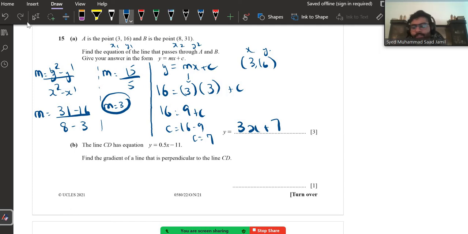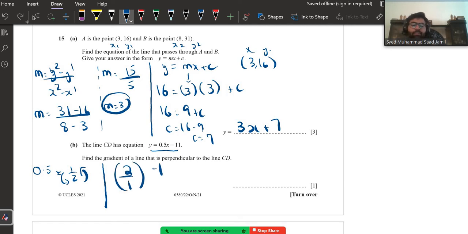Alright, let's do part B again. It says that the line CD has equation y equals 0.5x minus 11. First, identify the gradient in this line. It's 0.5. 0.5 can be written as 1 upon 2 as well. Now, the second thing is to find the gradient of the line that is perpendicular. Whenever you have to find a perpendicular gradient, just reciprocate this. This becomes 2 upon 1, and multiply this with a minus sign. So the perpendicular gradient is minus 2.